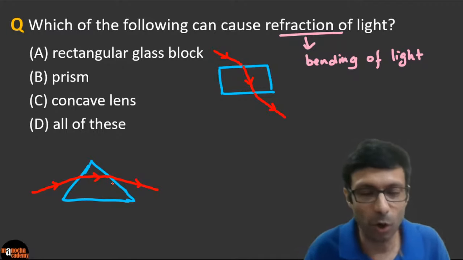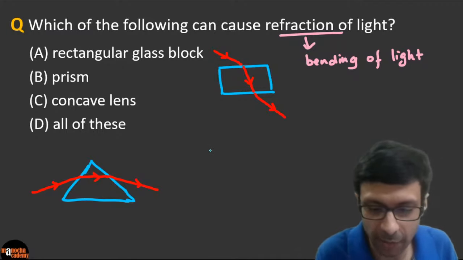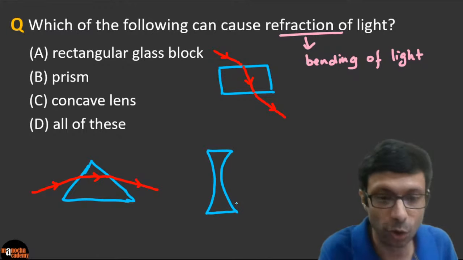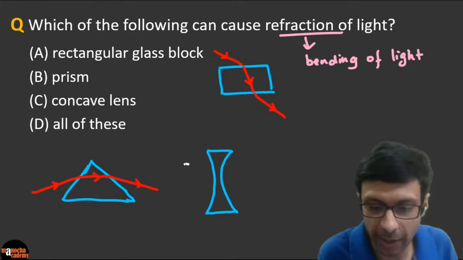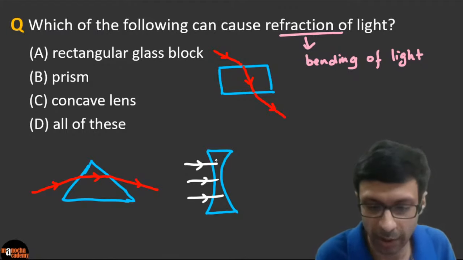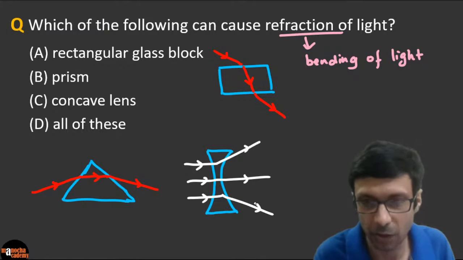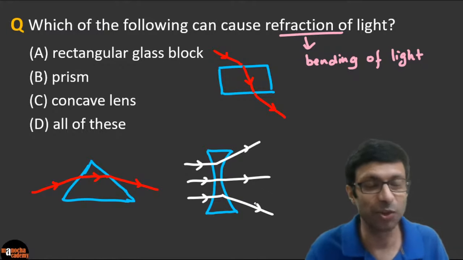What about a concave lens, guys? Concave lens, you know, it's thicker at the edges and thinner towards the center. So guys, you know that when you incident light on a concave lens, it will diverge the light. Concave lens is a diverging lens. So lens also causes refraction of light.